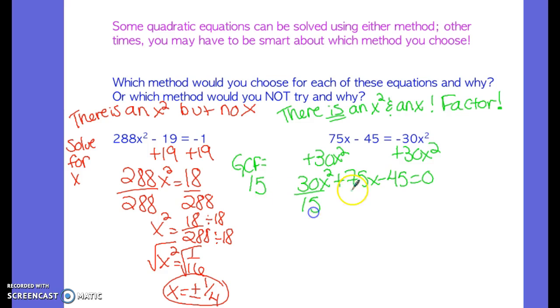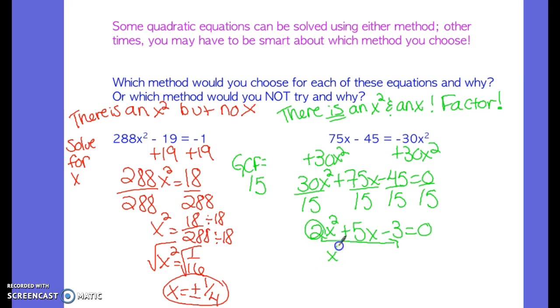So let's divide both the left and the right by 15. So I get 2x squared plus 75 divided by 15 is 5x minus 3 equals 0. I'm going to factor by slide and divide. Slide your 2 over. X squared plus 5x minus 6 equals 0. So what multiplies to be negative 6 and adds to be positive 5? X minus 2 and x minus 3.